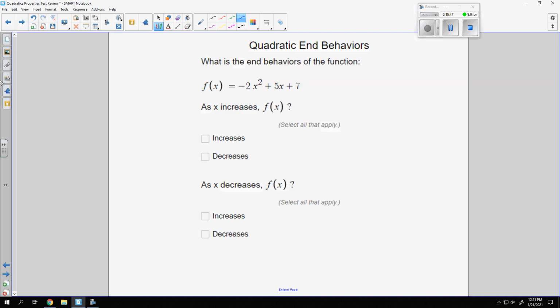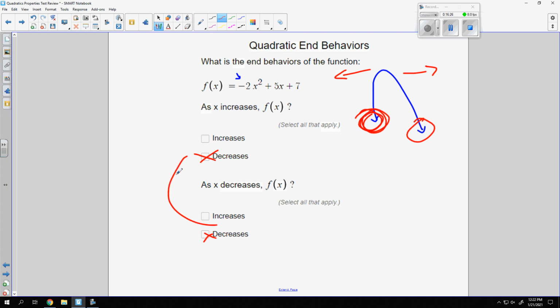All right, and end behaviors. And don't make this more difficult. We know the quadratic is a U shape. Whereas for the end behaviors of the function, here's what I know. That graph is going to open upside down. Each quadratic function has two ends. There's one, there's one. So as the x's increase, as you look on the right-hand side, that graph will be decreasing. As x's decrease, so the left-hand side, this end, it will also be decreasing. You should have the same answers here.